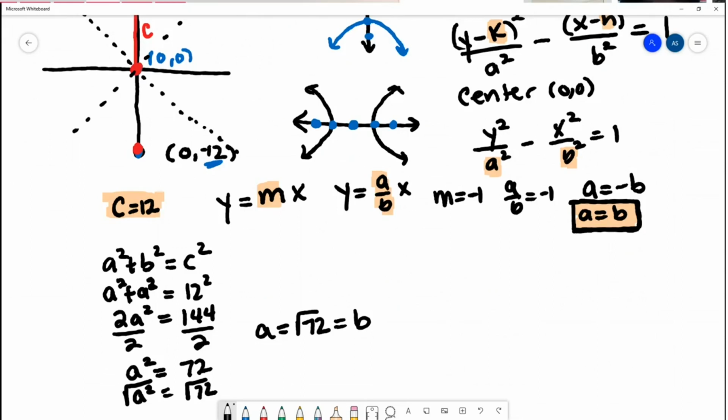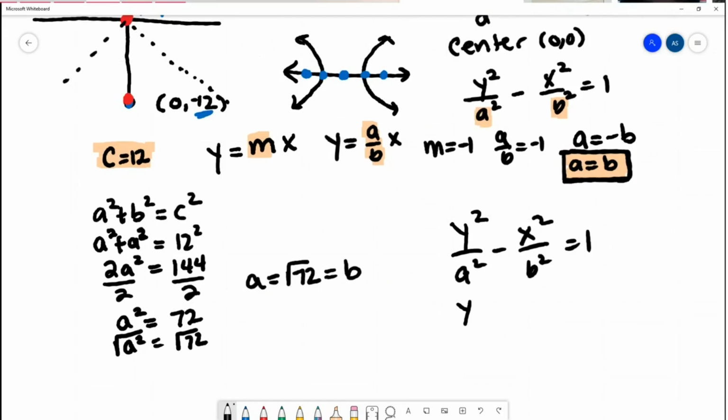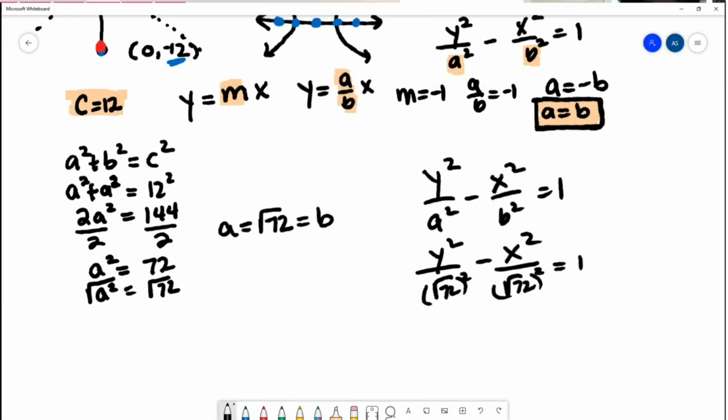So now I'm able to finish writing that equation. Remember, we had y squared over A squared minus x squared over B squared equals 1. That's y squared over square root of 72 squared, minus x squared over square root of 72 squared equals 1. And the square root and the square cancel each other out. And so we have y squared over 72 minus x squared over 72 equals 1.